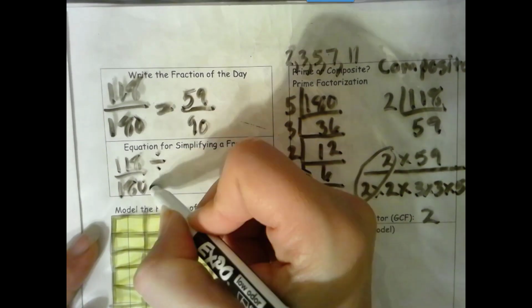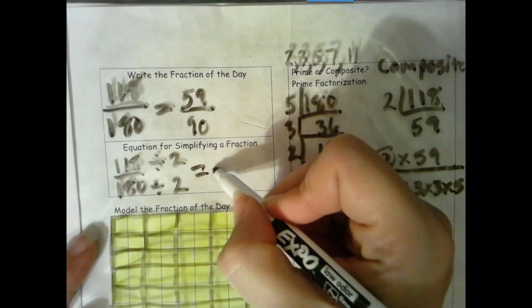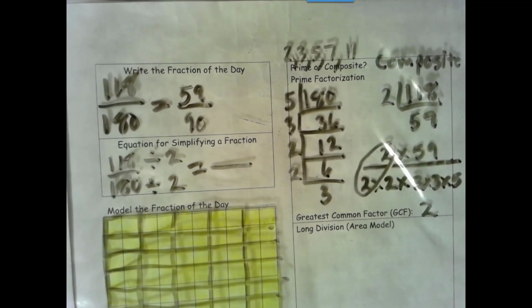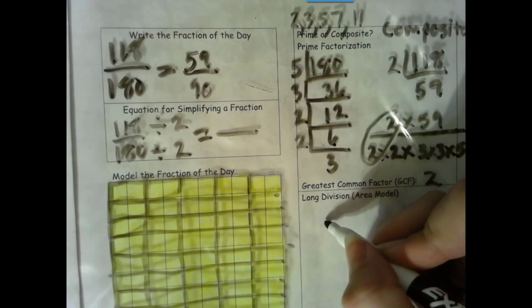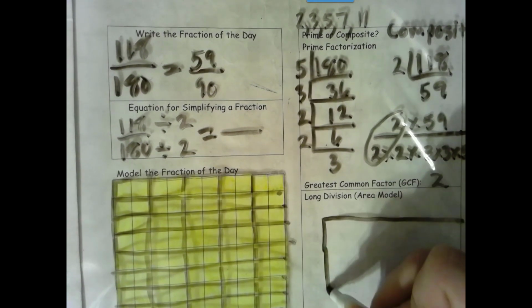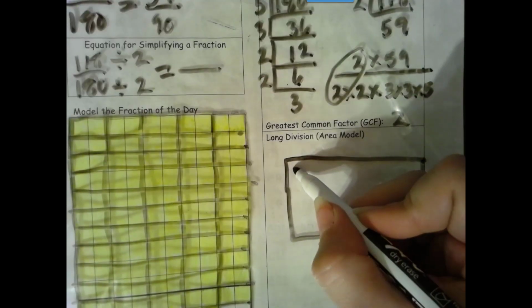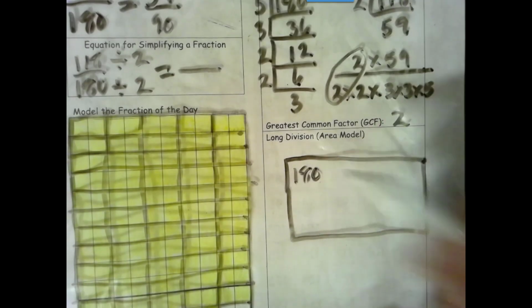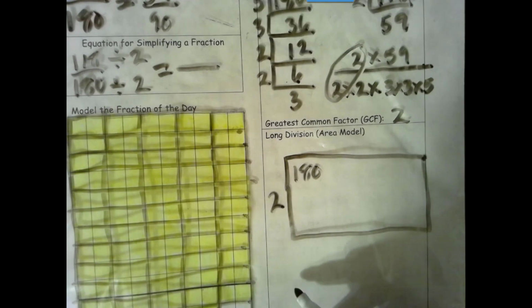Let's go ahead and use our algorithm. Dividing both by the same factor because we made the same groups for both the shaded and the whole thing. We want to use our greatest common factor. So the area of this rectangle is 180. That would be 180 square units in there, and this side of the rectangle is 2. We need to find the other side of the rectangle.